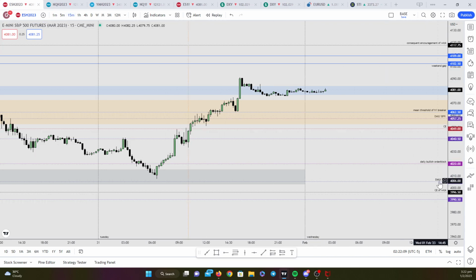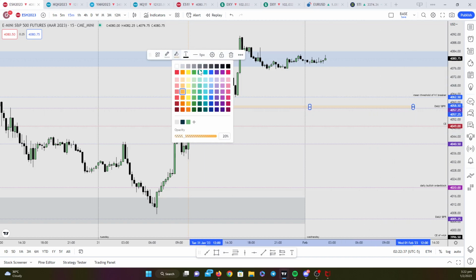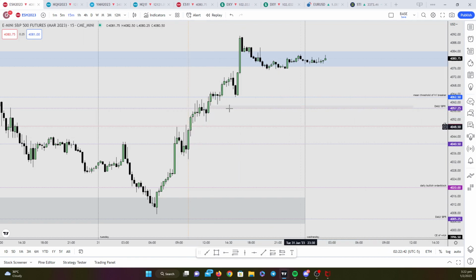If we zoom into the 15 minutes, we have lots of swing lows here. So I'm looking maybe at this 15 minutes fair value gap here. Okay, so right about here. Right, why did I choose this area? It's close enough to the mean threshold, and at the same time it's at the daily balance price range.